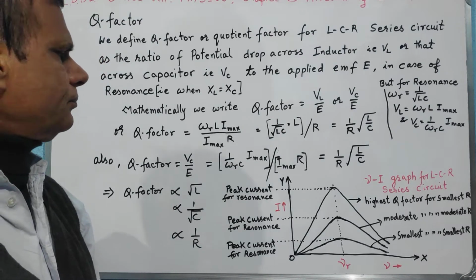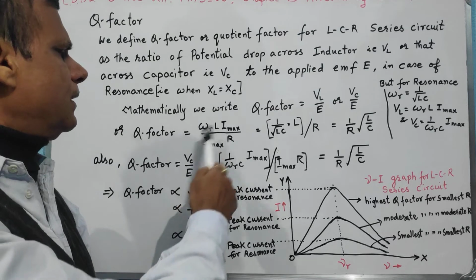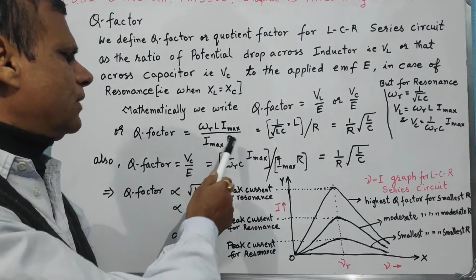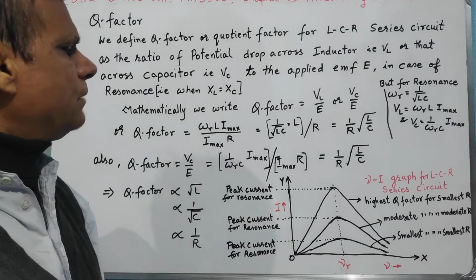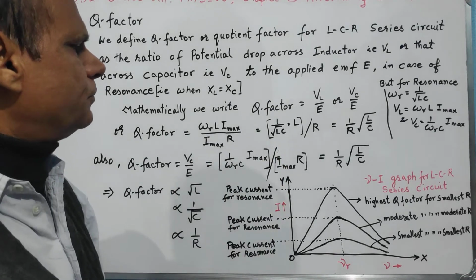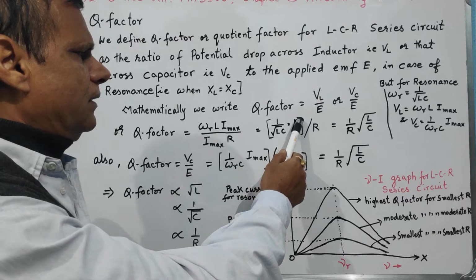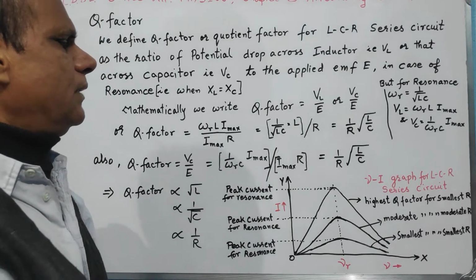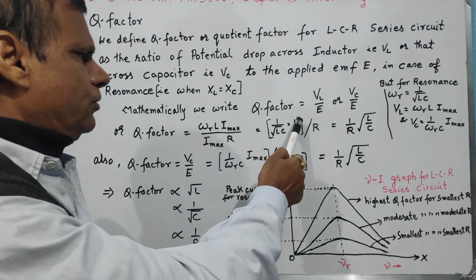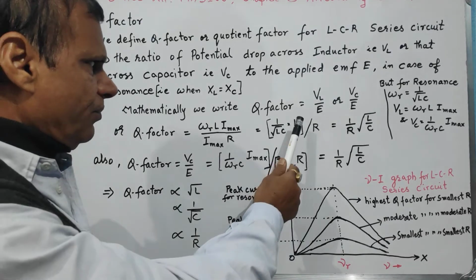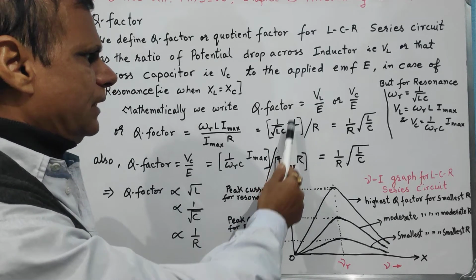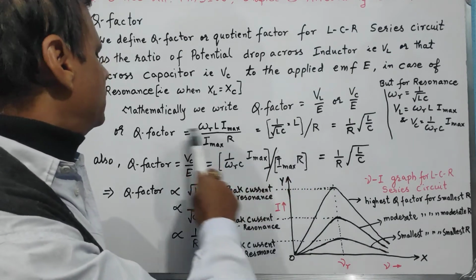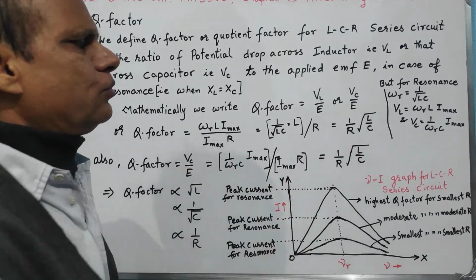So when you cancel the I max in the numerator and denominator, we have omega R L upon R, and omega R can be written as 1 by under root LC. And so if we cancel root L in the numerator with the root L in the denominator, in the numerator we are left with root L, and root C is already there in the denominator. So we have Q factor is equal to 1 by R under root L by C.